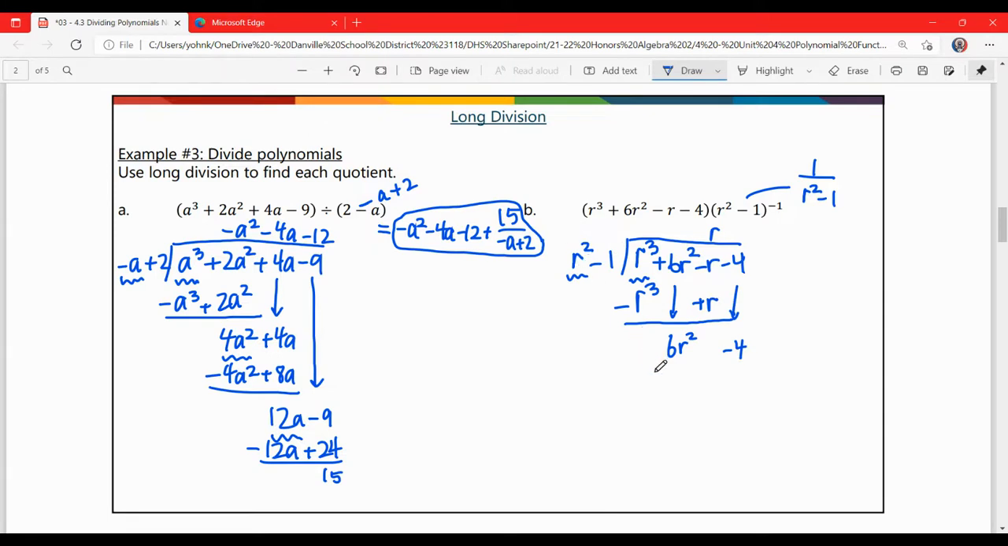So then I ask myself, r squared times what is 6r squared? The answer is 6, so plus 6. 6 times r squared is 6r squared. 6 times negative 1 is negative 6. Draw your line, change your signs, and add. We get 2. So that means my answer is going to be r plus 6 plus 2 over r squared minus 1. So taking that remainder and putting it in a fraction with the divisor.